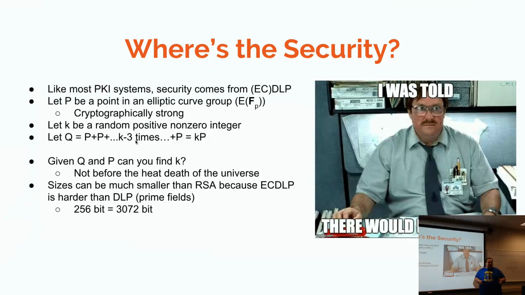If I say the secret number is 13, and then I give you 13P, and it's a point, I give you a point on the curve, and I give you P, the other point that we started with. As long as the curve is large enough, you should not be able to figure out what K was, yeah?